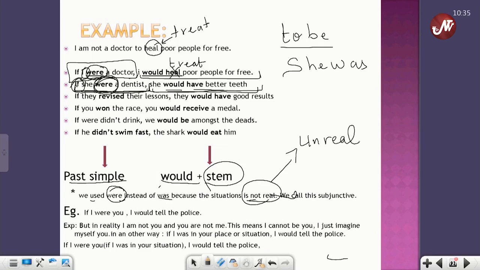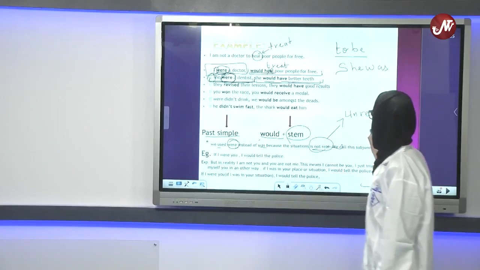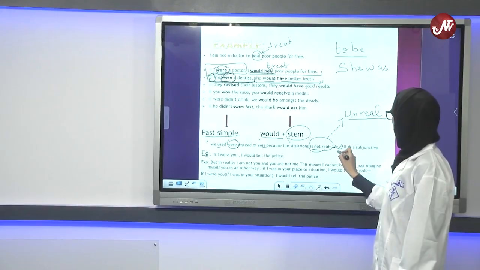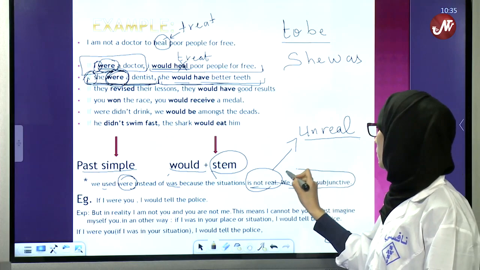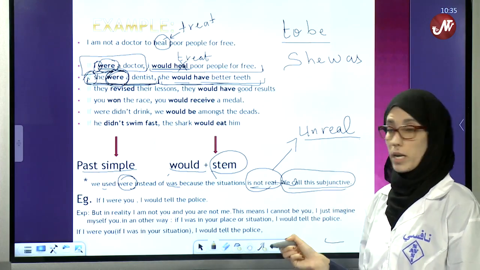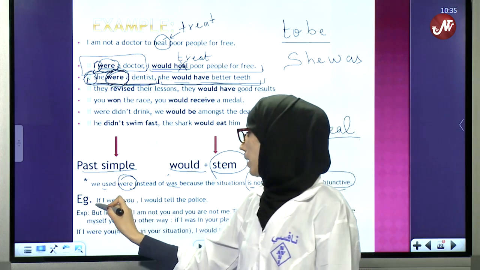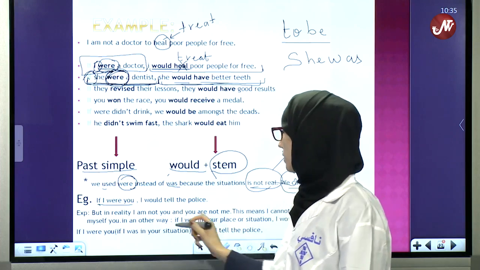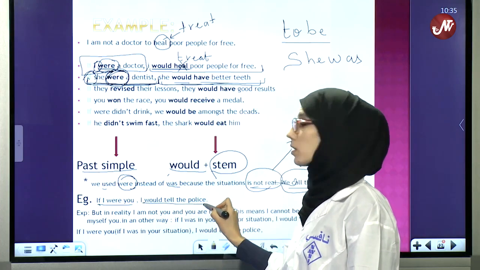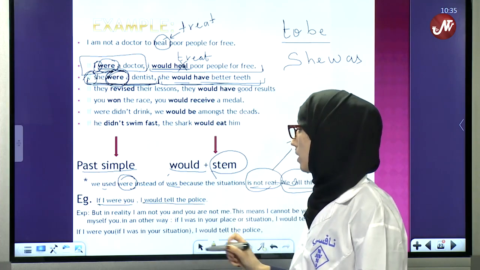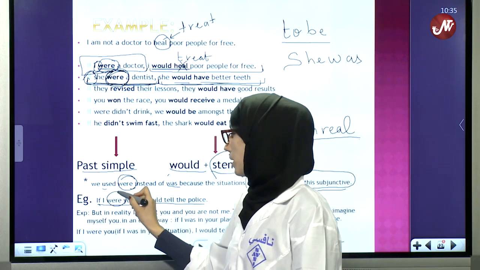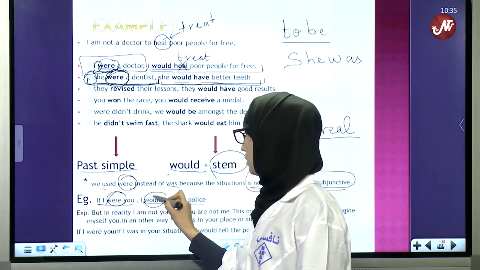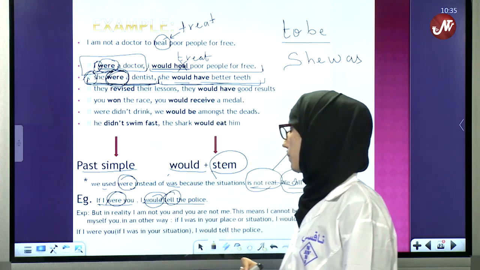We are talking about unreal situations. Now I am a teacher, I'm not a doctor. So this is an unreal situation, and we call this subjunctive. Example: If I were you, it means I am supposing that I am in your place, I would tell the police. Here we have the verb in the past simple, and here we have would plus the stem.